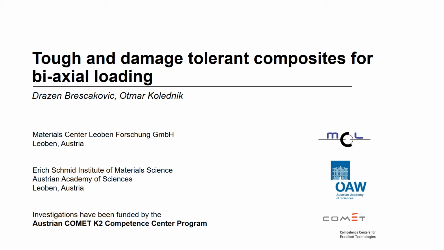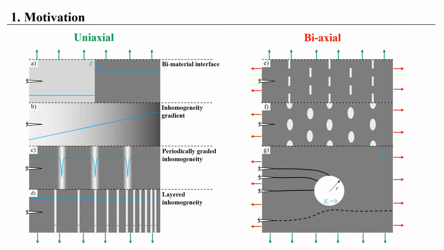Welcome to my presentation on the topic Tough and Damage-Tolerant Composites for Biaxial Loading. A variation of material properties is an effective method to increase the fracture toughness by using the material inhomogeneity effect.